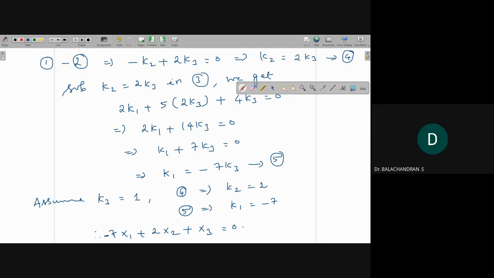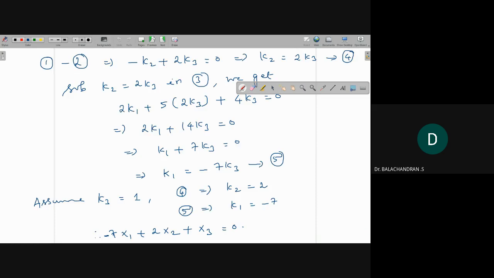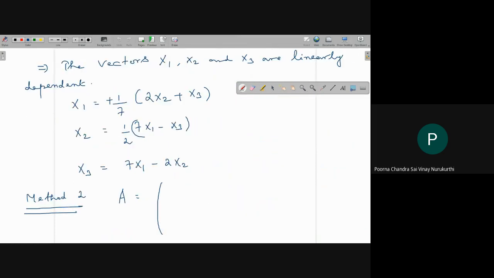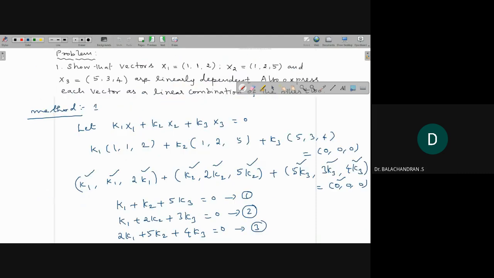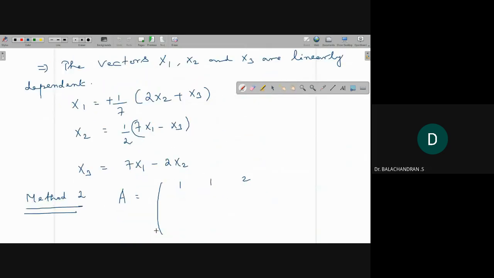Now please tell what is the matrix A. Purnachandra, first row is 1, 1, 2. Second row is what? 1, 2, 5. Third row is 5, 3, 4.